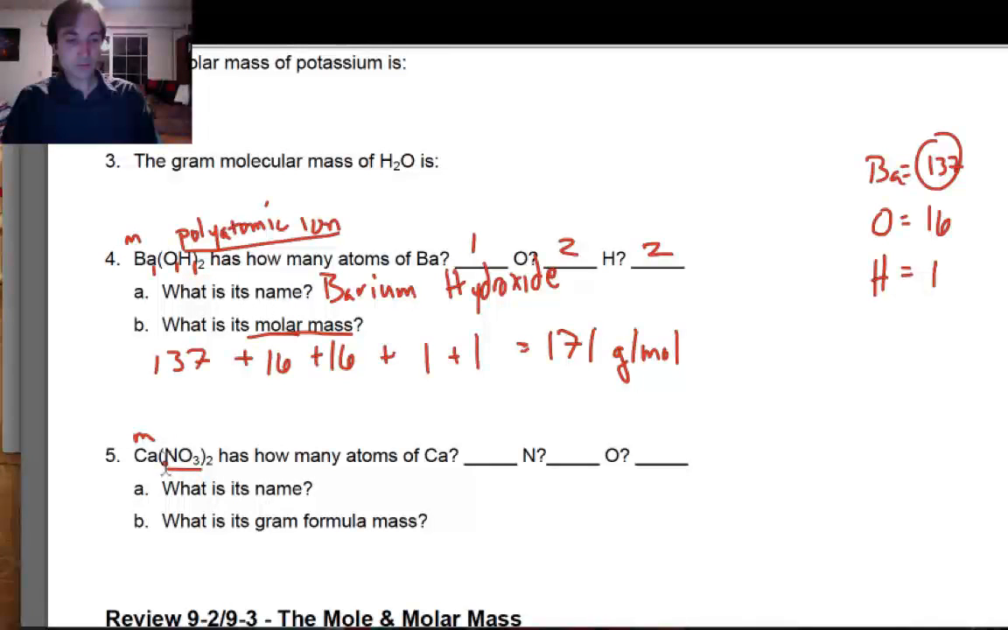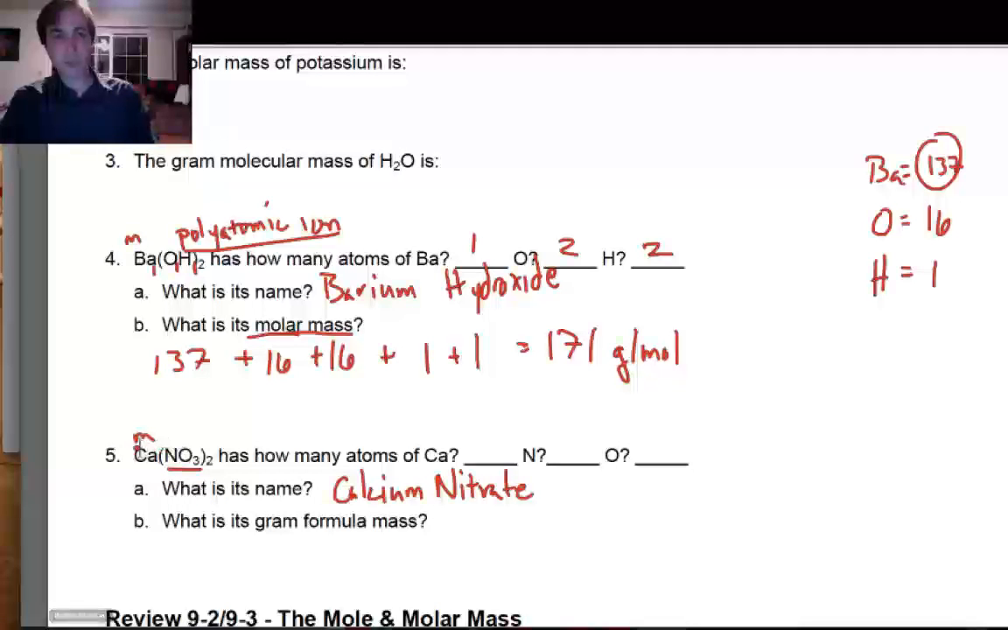Okay, so skipping ahead to the name again, anytime it's ionic, you name the metal first. You simply write out its name. In this case, it's calcium, and then you name the polyatomic. In this case, it's nitrate. So calcium nitrate. Ionics are the easiest to name because you simply just name the 2 parts.